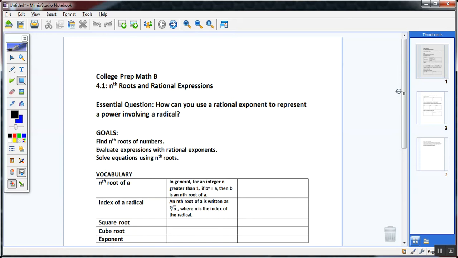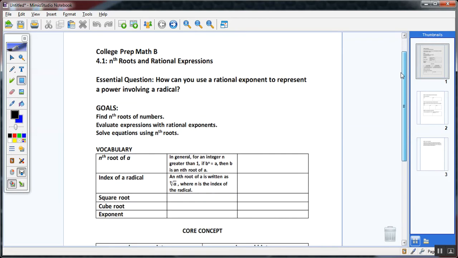Guys, we spent the whole of chapter 3 talking about polynomial functions. Today, we're going to start getting into rational functions, rational expressions, and I've got to be honest with you, everything we're going to talk about in this chapter deals a lot with exponents, okay? A lot of exponents. And 4.1 is titled Finding the Nth Root and Rational Exponents. Our question today is, how can you use a rational exponent to represent a power involving a radical?